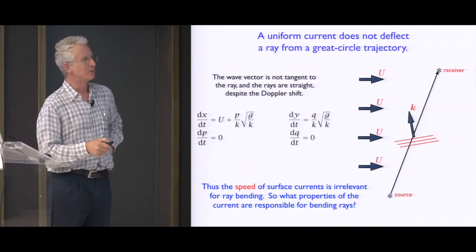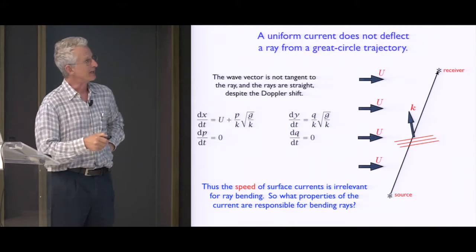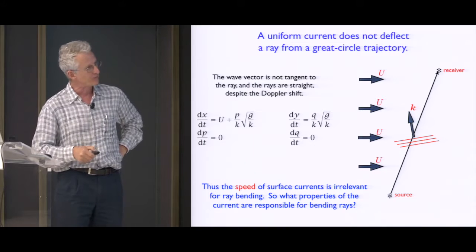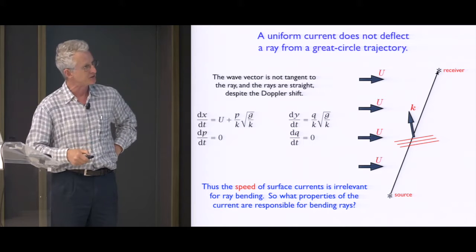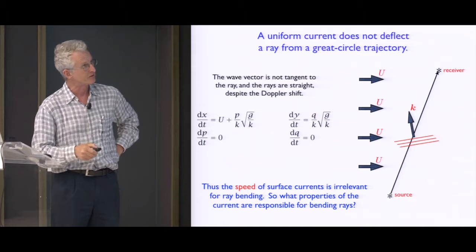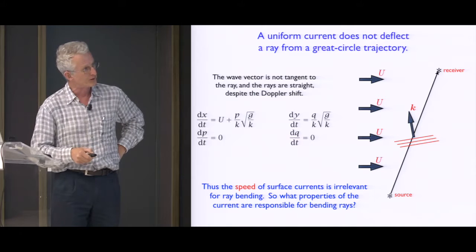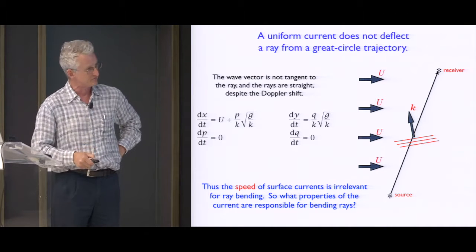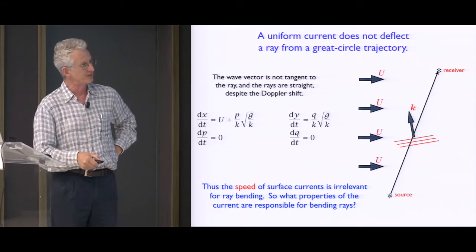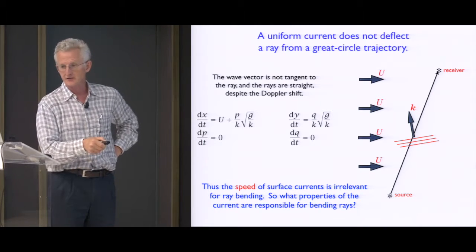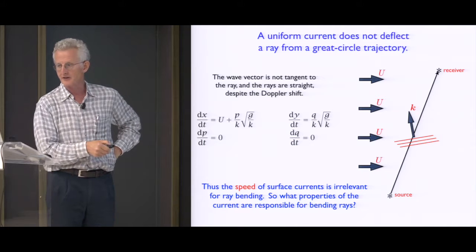The result is very simple. It's kind of trivial, really. If I have a uniform current, a uniform flow, and here I'm doing things in a Cartesian geometry with a source and a receiver, and simply a uniform flow sweeping past the source and the receiver, then the ray which goes from the source to the receiver is a straight line no matter what the speed of the current is.